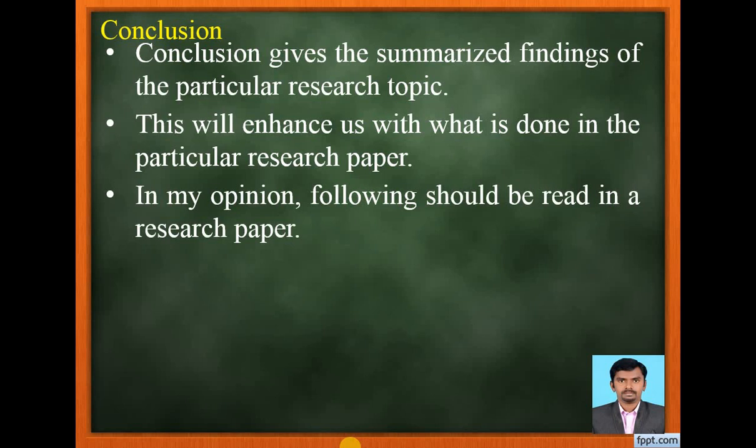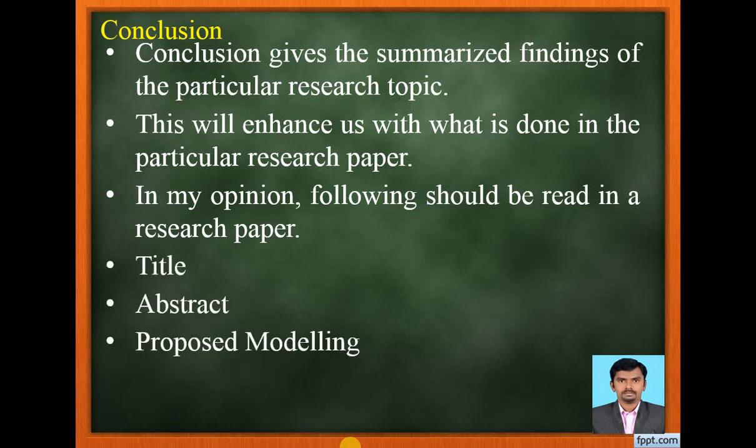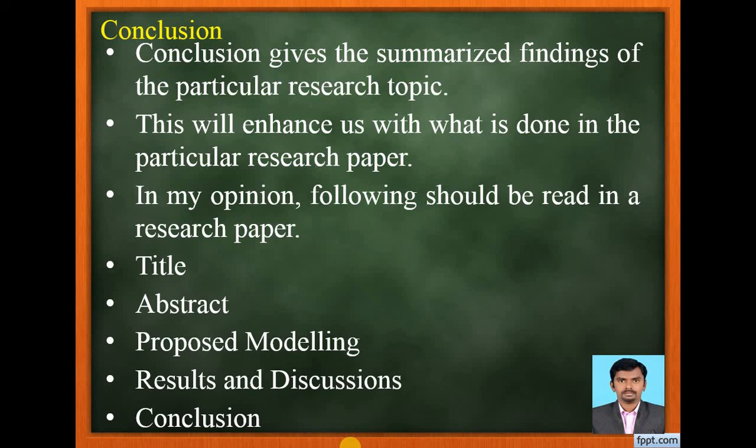In my opinion, the following are the important things that should be read in a research paper: title, abstract, proposed modeling, results and discussions, and conclusion. So these are the things that should be read in a research paper. We can skip introduction as well as related work sections in the initial stage in order to save time. If we read these sections in a research paper, we can understand what is done in the particular research paper more efficiently, and from that we can derive more research questions that can be answered in our research.